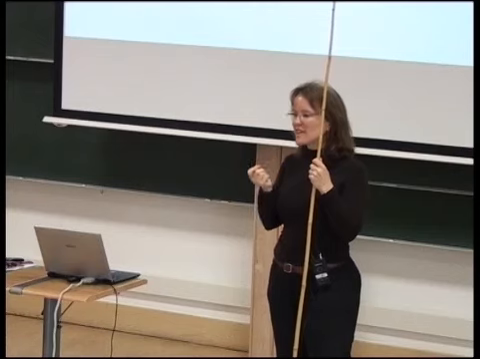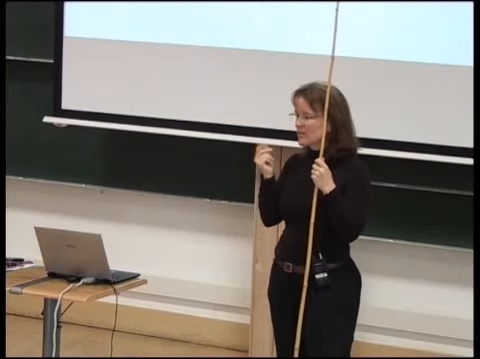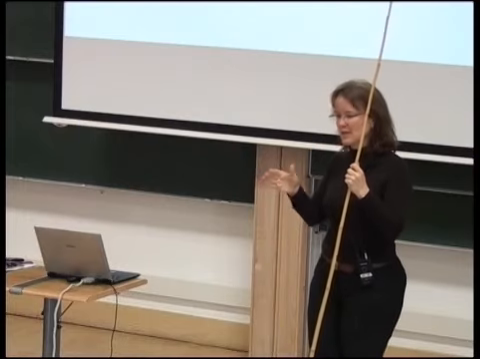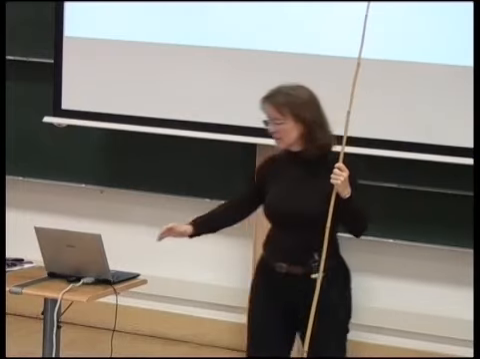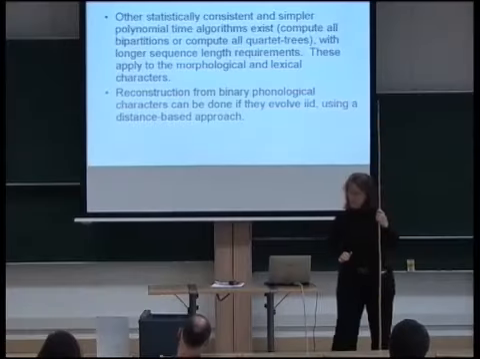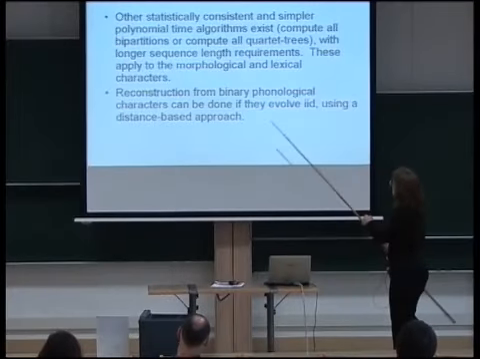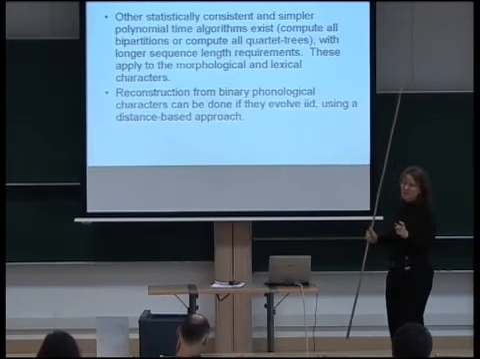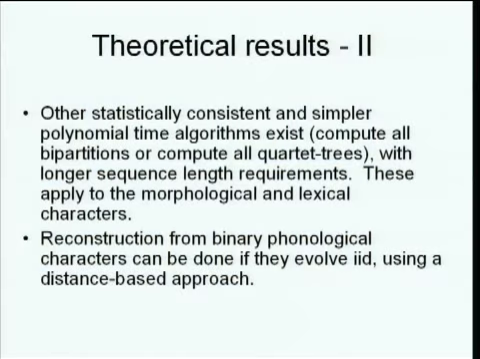In the phonological character case, you have only 2 states, and one of them is homoplastic, so you don't get identifiability using these results from the phonological characters. But for those, you can actually get them from a distance method. So you can define a distance on the basis of the binary characters that include some homoplasy, and on the basis of that, you can get identifiability.